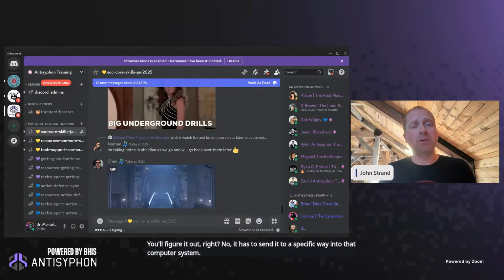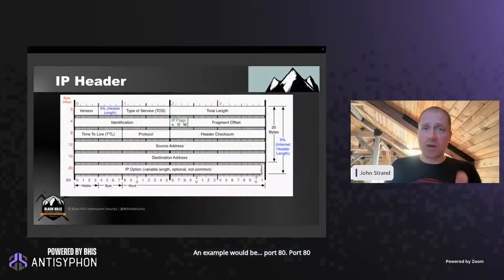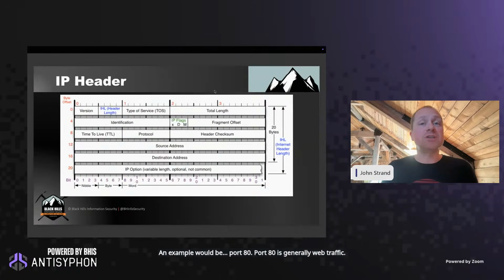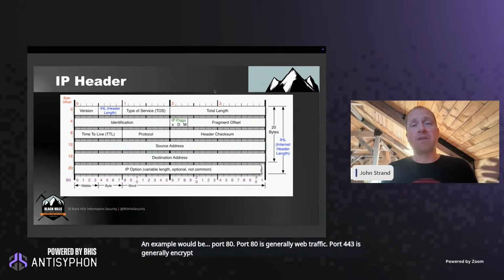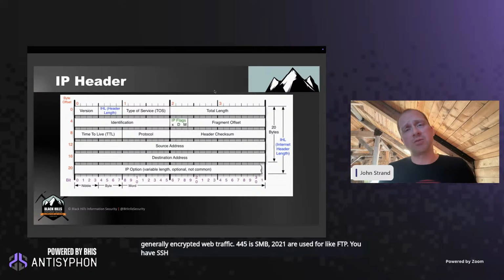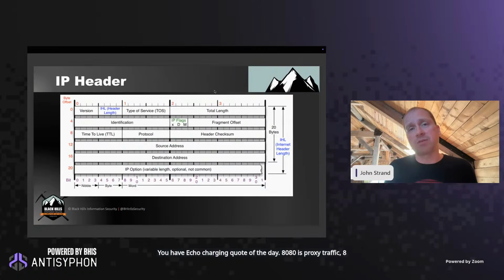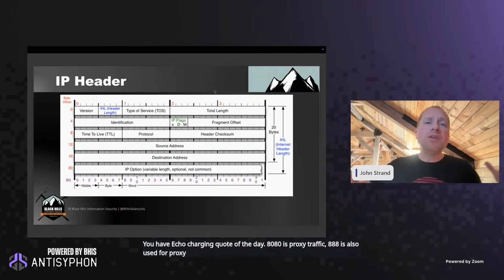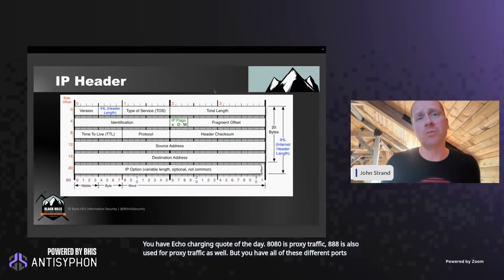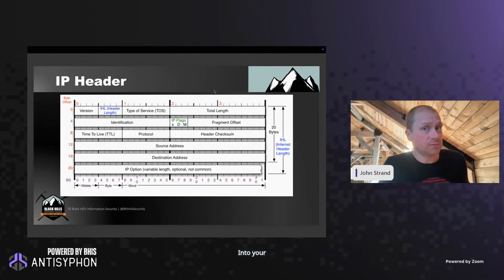An example would be port 80. Port 80 is generally web traffic. Port 443 is generally encrypted web traffic. 445 is SMB. 20 and 21 are used for FTP. You have SSH on 22, Telnet on 23. You have Echo and Quote of the Day. 8080 is proxy traffic. 8888 is also used for proxy traffic as well. But you have all of these different ports, or rooms, or ways to get stuff into your house, right?